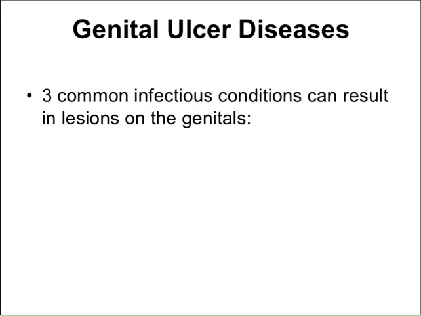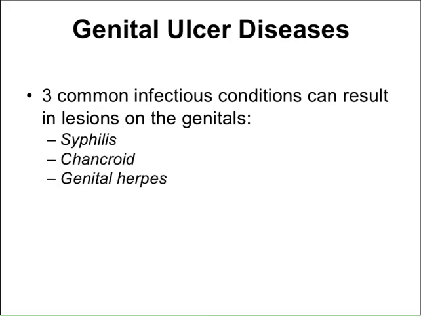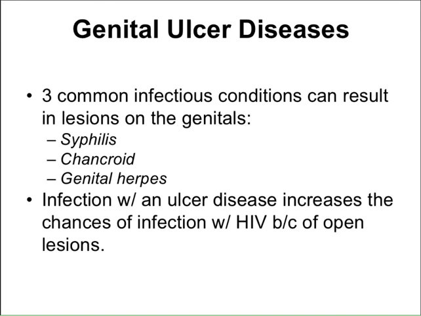Ulcers are sores in the epithelia that can bleed. And the danger, of course, is that they can cavitate to the point that pathogens can get into the blood. Lesions on the genitals can be caused by syphilis or chancroid or genital herpes. Okay, syphilis is bacterial. Genital herpes obviously is viral. Infection with an ulcer increases the chances of infection with HIV because the open lesions are a direct pathway to the blood supply. So here's a look at syphilis.